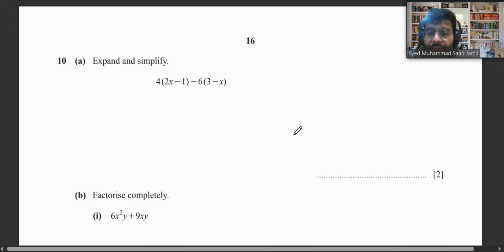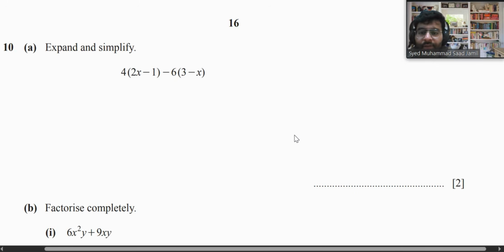So it says expand and simplify. So simple, just expand it. 4 multiplied by 2x is 8x, 4 ones are 4, minus 3 6x is minus 18x, minus times minus is plus 6x. Okay, sorry, this is also x, my bad. 8x plus 6x is how much?